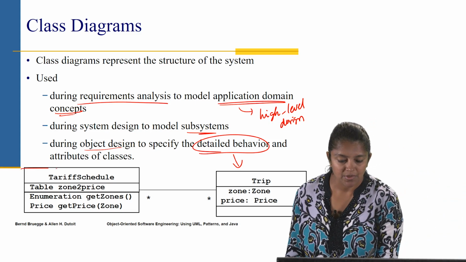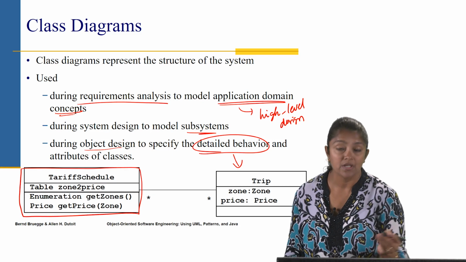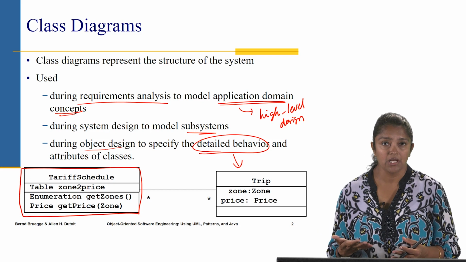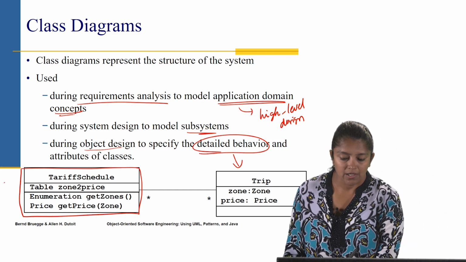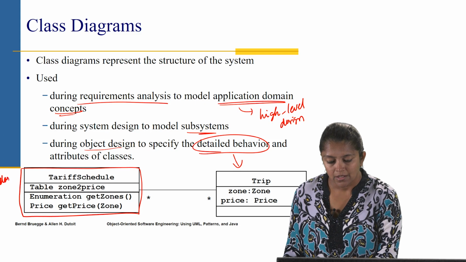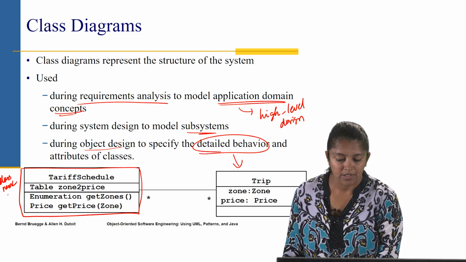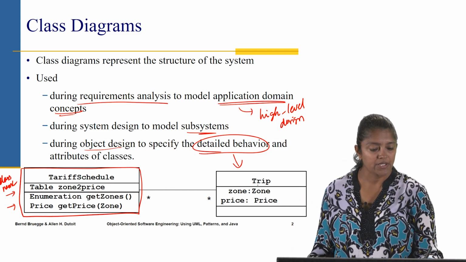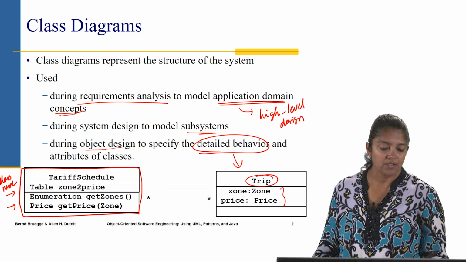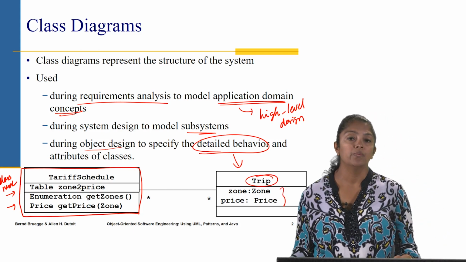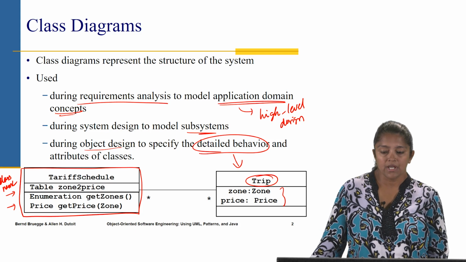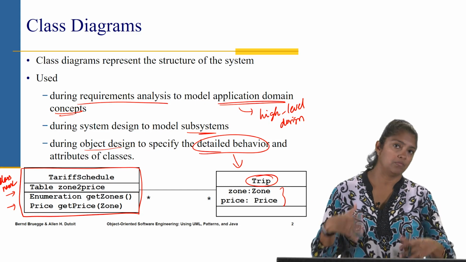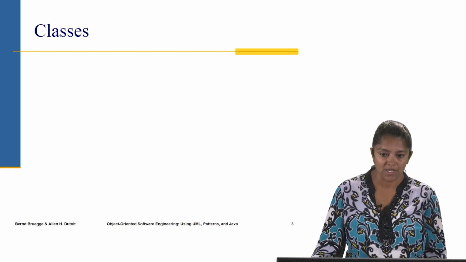The classes are represented using a rectangle. In this case, tariff schedule is the class name in this first one. The second part is the attributes, and the third part is the operations. In a similar manner, on the right hand side, trip is the class name, and the second part has the attributes, and there are no operations. So that's to show you quickly how a class diagram looks, and there could be a lot more classes than that. That's just a simple example.